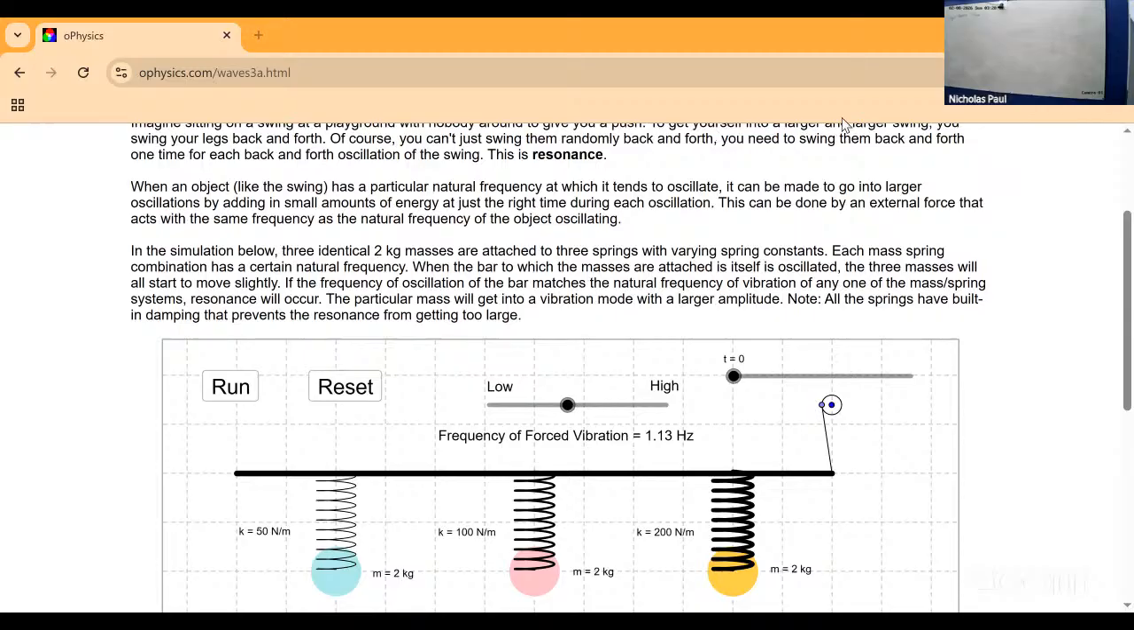When an object has a natural frequency, it can be made to go into a larger oscillation by adding in small amounts of energy at just the right time with each oscillation. This can be done by an external force that acts with the same frequency. So that's important. It must be the same frequency, right?